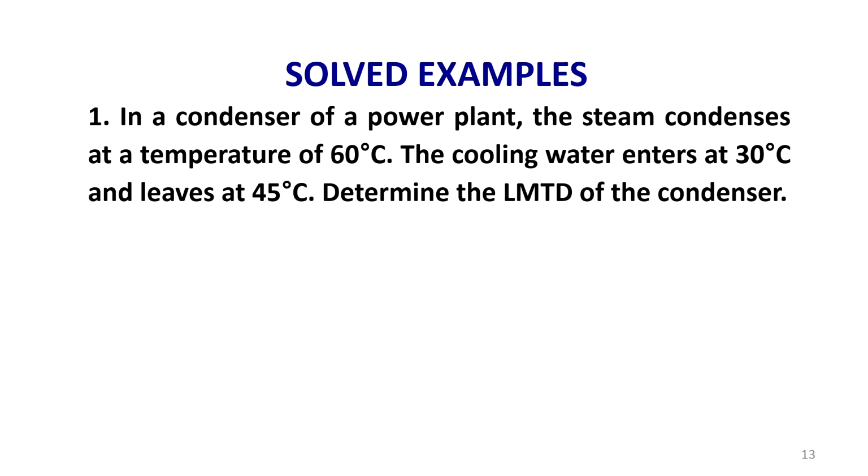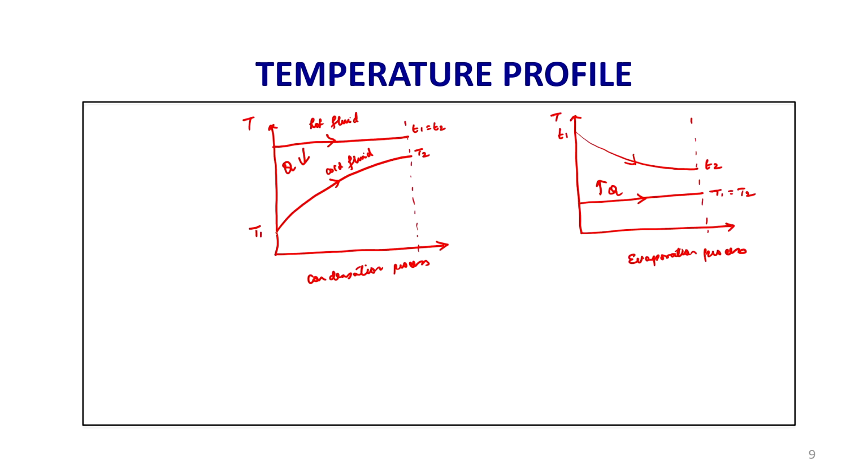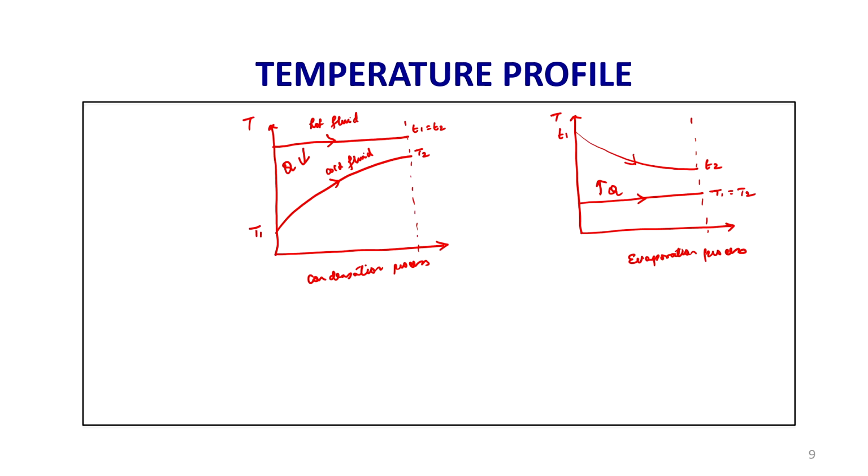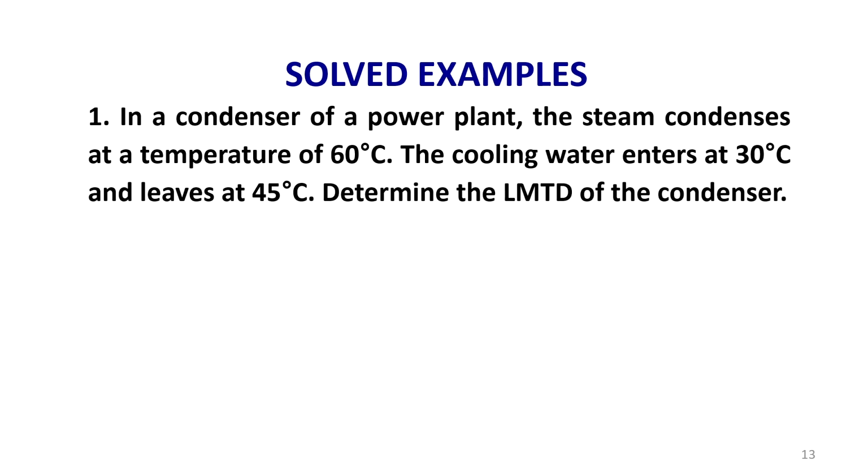In a condenser of a power plant, the steam condenses at a temperature of 60, the cooling water enters at 30 and leaves at 45. If you see the temperature profile, here I have used capital T for the cold fluid, but I will be using small t only. The cold water is entering the condenser at 30 and leaving at 45, so the temperature profile is correct, whereas the steam temperature remains constant. It is a phase change process. Similarly, in the evaporation process it is a phase change process. So, this fluid remains constant. Here it is the hot fluid, and this is the cold fluid. Determine the LMTD of the condenser. It is a very simple numerical question.